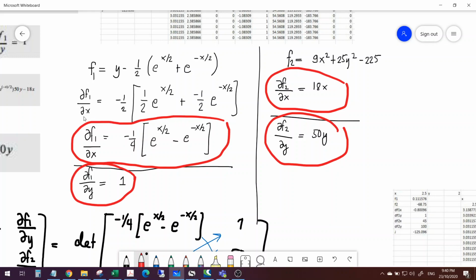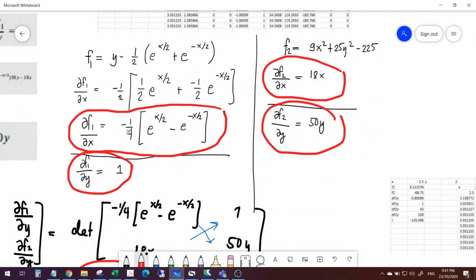Here, y will be constant, so you don't need to find the derivative of that. So we treat x as the variable, therefore for e raised to x over 2, its derivative is 1 half e raised to x over 2, right? Then e raised to negative x over 2 is negative 1 half e raised to negative x over 2. And then simplifying that, we get negative 1/4 open parenthesis e raised to x over 2 minus e raised to negative x over 2.